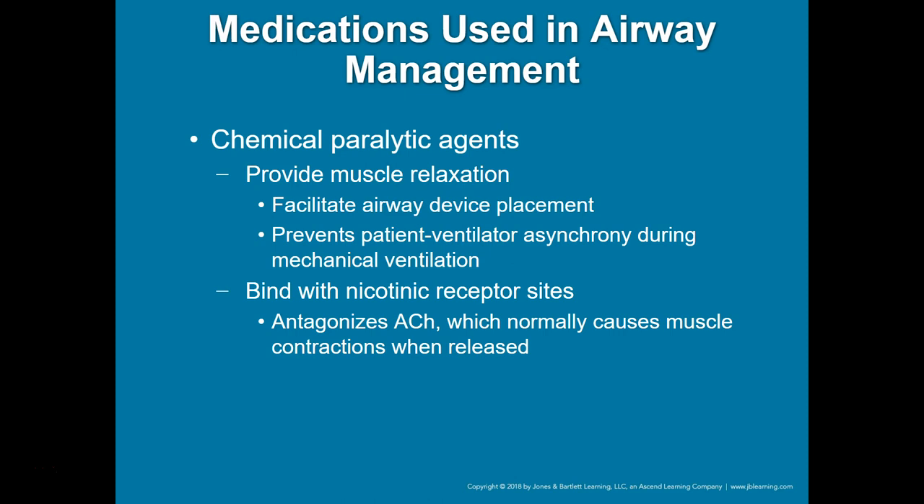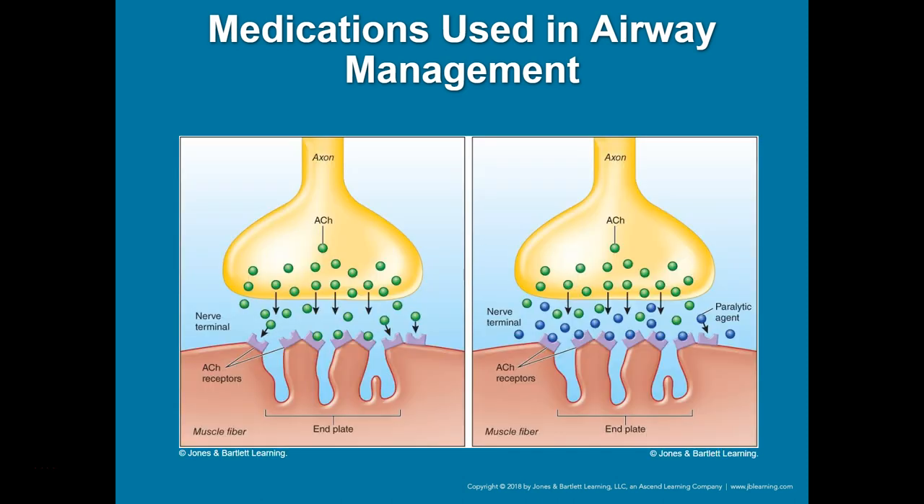Chemical paralytic agents provide muscle relaxation, facilitate airway device placement, and prevent patient-ventilator asynchrony during mechanical ventilation. Fancy way of saying they're bucking the tube and fighting the tube. They bind with the nicotinic receptor sites and antagonize the ACH, or acetylcholine, which normally causes muscle contractions when it's released. They work in two different ways here. Well, we'll look at this picture here. The ACH is released onto those motor end plates, causing the muscle cells and muscle fibers to contract. And in the picture on the right, that paralytic agent, those little blue balls, come in and bind up to those ACH receptors and block that ACH from being able to fire off the muscle contraction.